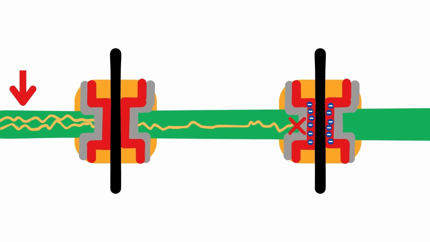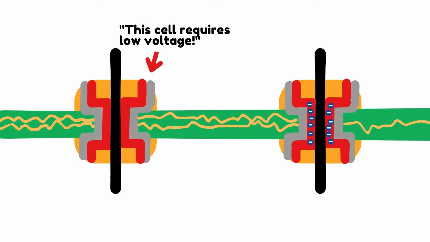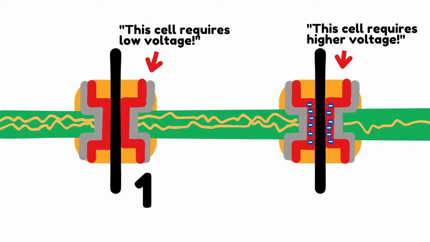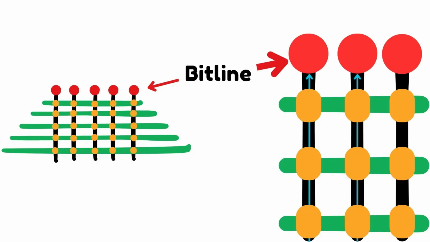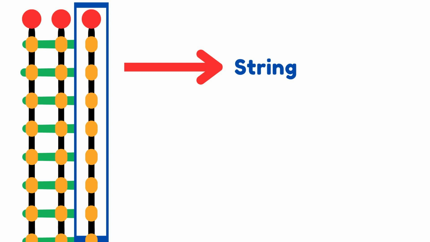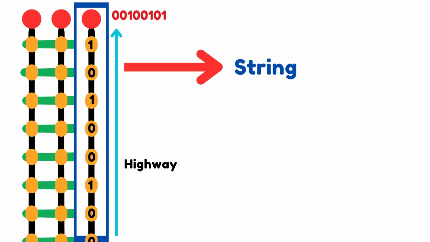The gate then increases the voltage until it passes through, allowing the SSD to determine, this cell requires low voltage, so it represents 1. This cell requires higher voltage, so it represents 0. This information is sent through a channel and ends up in a structure called a bit line. And this entire vertical structure is called a string. It acts like a highway for information sent by the cells.